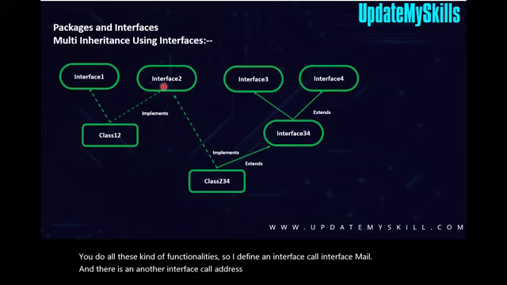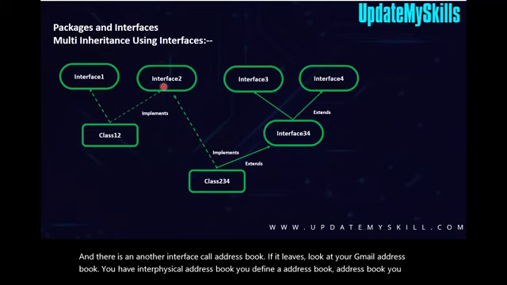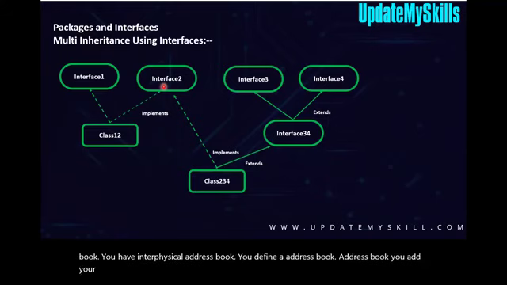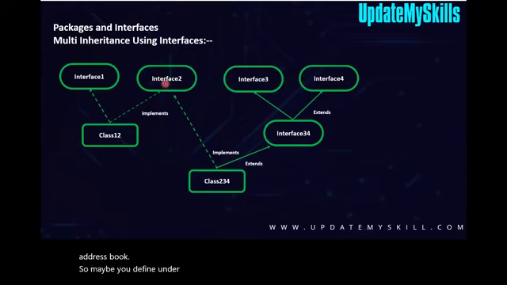If you look at your Gmail address book, you have an interface called address book. In the address book you add your contacts, your friend's first name, last name, email address, and phone number. You can write as much as you want in the address book, like a phone address book. So maybe you define another interface called address book, with methods to add a contact, delete a contact, and update a contact.